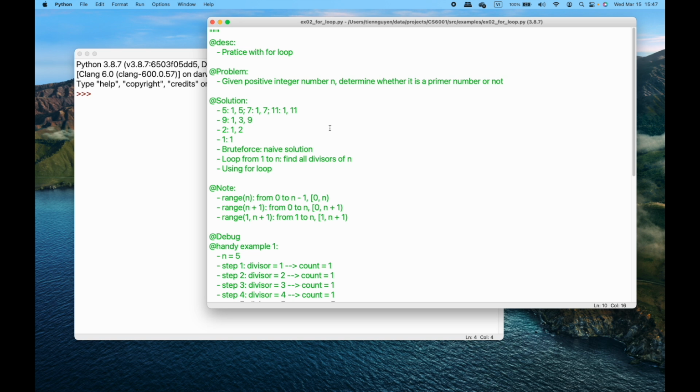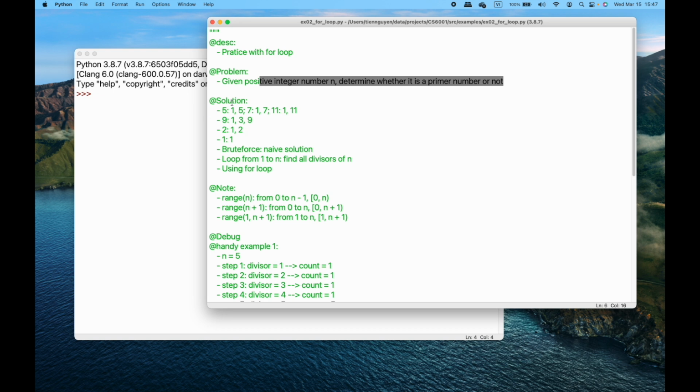Hello everyone. Today we're going to learn how to determine whether a positive integer n is a prime number or not. So this is our problem. I'm going to demonstrate how to use a for loop by using this problem.